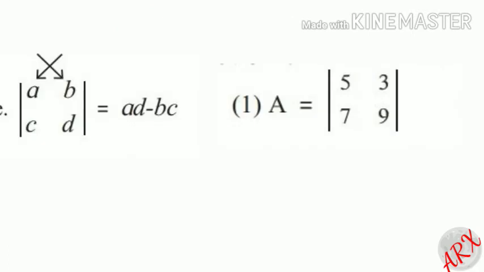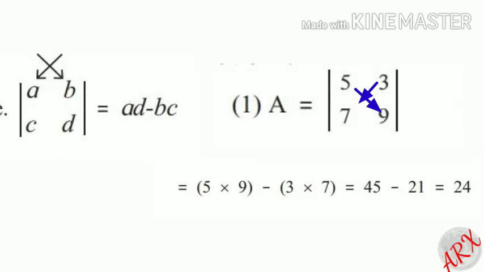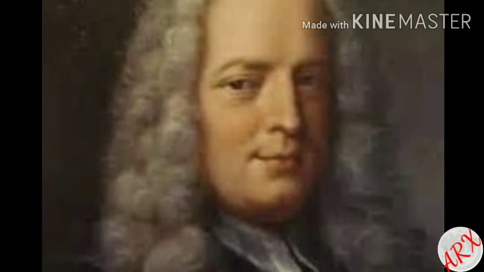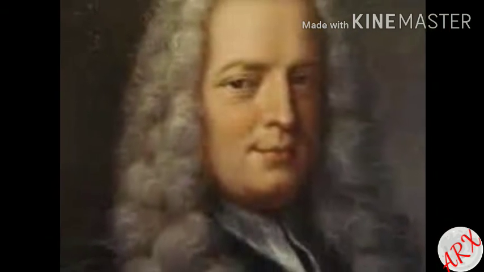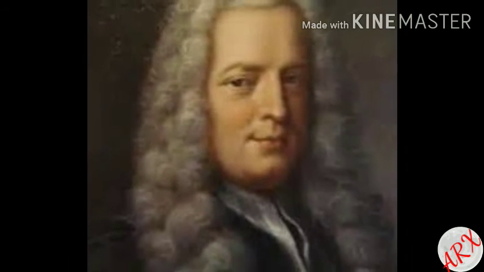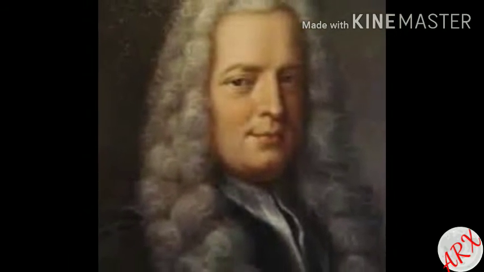For example, if we take the determinant A equal to 5, 3, 7, 9, the value of the determinant will be 5 into 9 minus 3 into 7, equal to 45 minus 21, equal to 24. Now we will move on to the determinant method or Cramer's rule. The determinant method of solving simultaneous equations was first given by Gabriel Cramer.